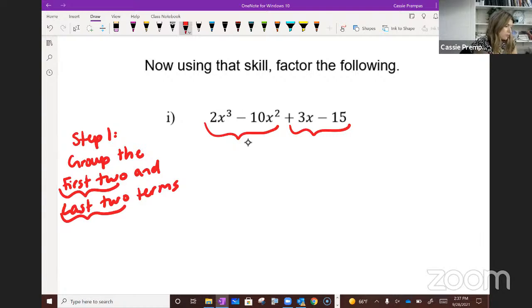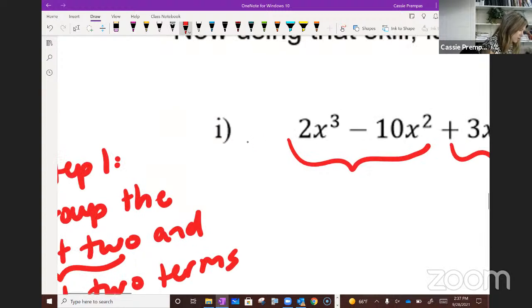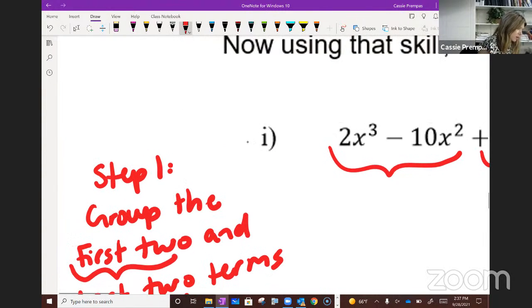Step 2 is to take out the GCF of the first 2 terms. So let me go ahead and zoom in on the first 2 terms, 2x cubed minus 10x squared. What would be the GCF of those 2? 2x. 2x, awesome. 2x squared, awesome.